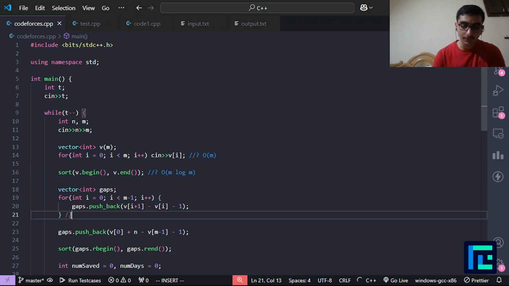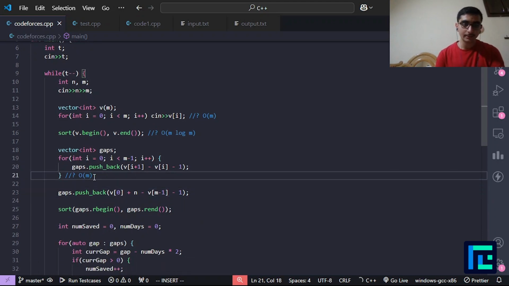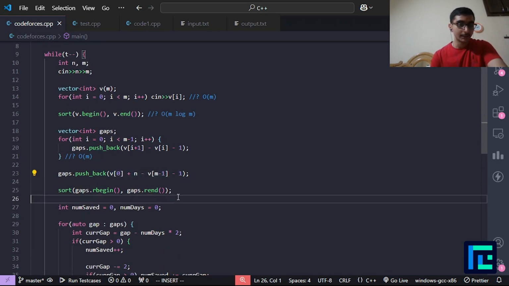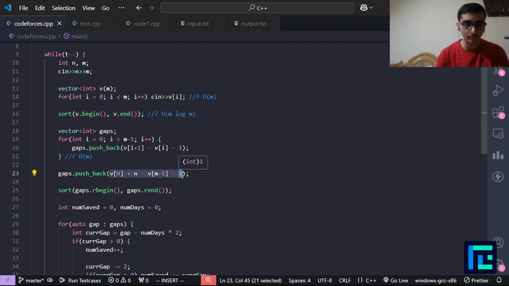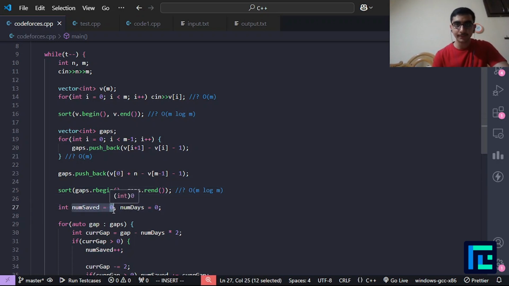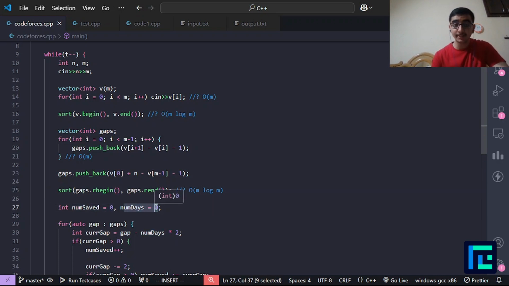Again, this loop takes O of m time, and I have, as I said, pushed the gap between the first and the last infected houses, right? It is the same thing, just the terms are rearranged so that all the positive terms come to one side and negative terms go to the other side. Again, sorting this vector would take m log m time because I want to greedily choose. So num saved stores the maximum number of houses that I was able to save. Num days tells me which day I am on. So initially I'm on the 0th day.